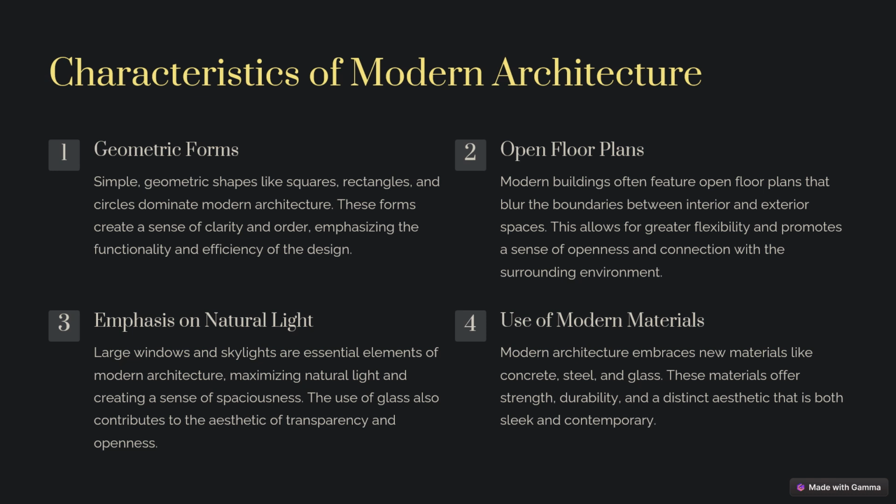The fourth characteristic of the style is the use of modern materials. Modern architecture embraces new materials like concrete, steel, and glass. These materials offer strength, durability, and a distinct aesthetic that is both sleek and contemporary.